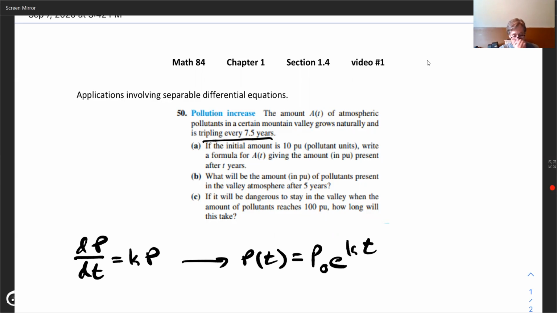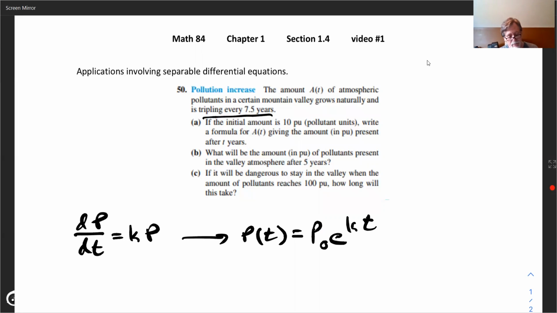So this is the formula I have. However, I'll change it one little bit because we do know the amount it started with, which is 10 PUs. So we have 10 e to the kt instead of the initial quantity unknown. We do know it, it's 10. So really that's part A right there.